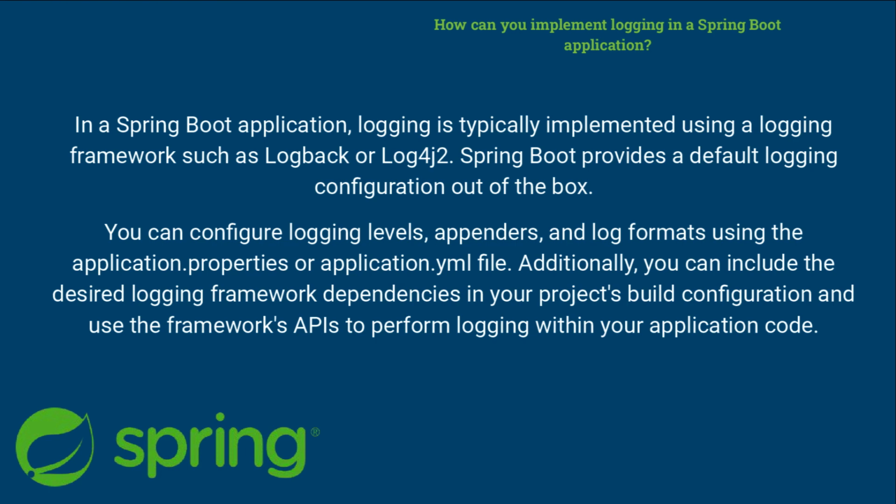You can configure logging levels, appenders, and log formats using the application.properties or application.yaml file. Additionally, you can include the desired logging framework dependencies in your project's build configuration and use the framework's APIs to perform logging within your application code.